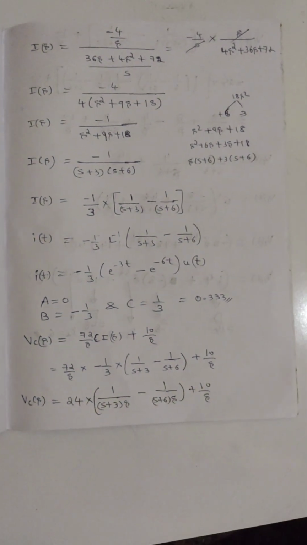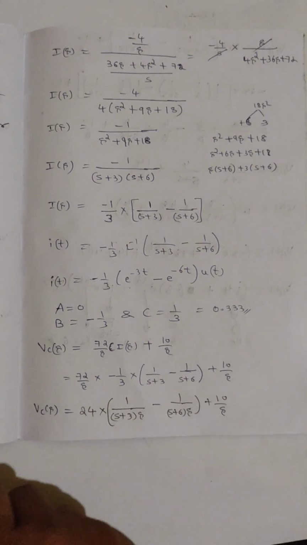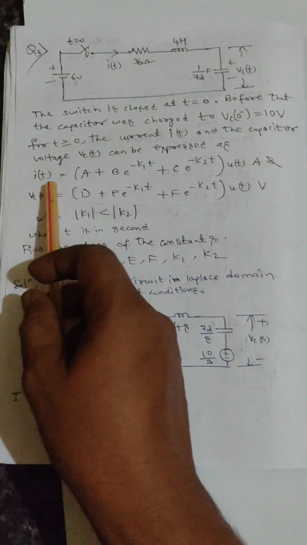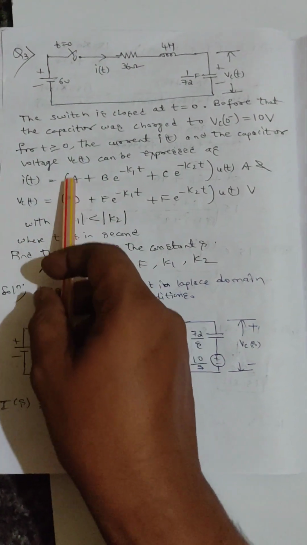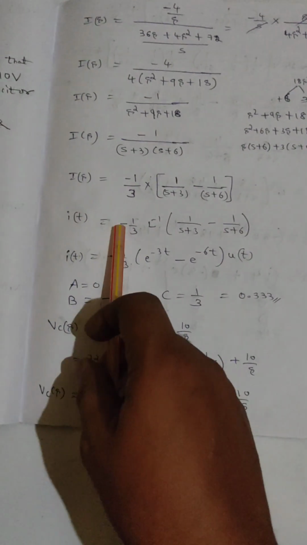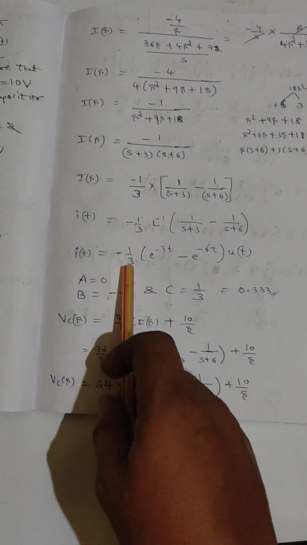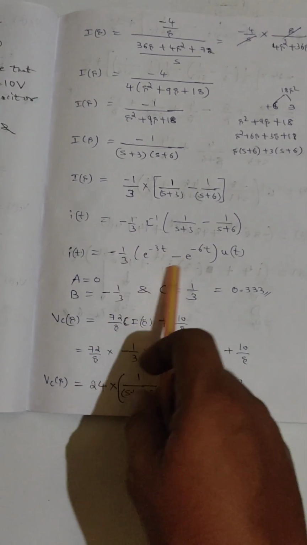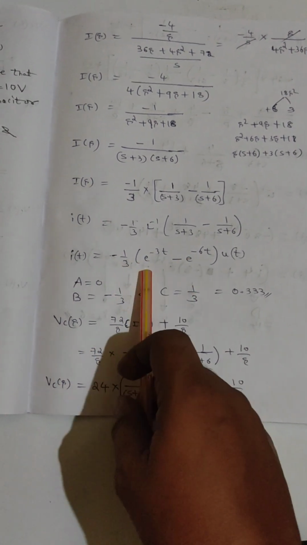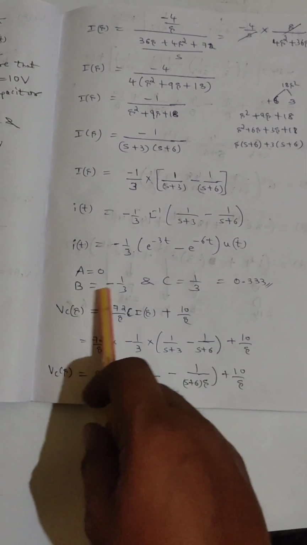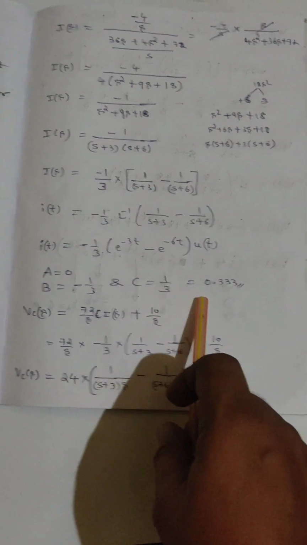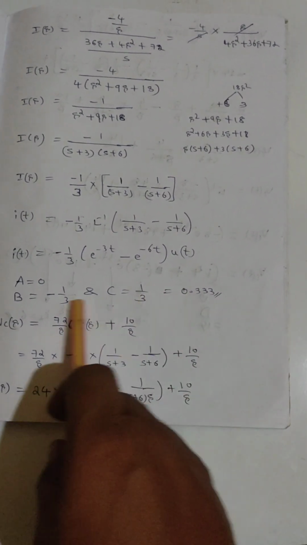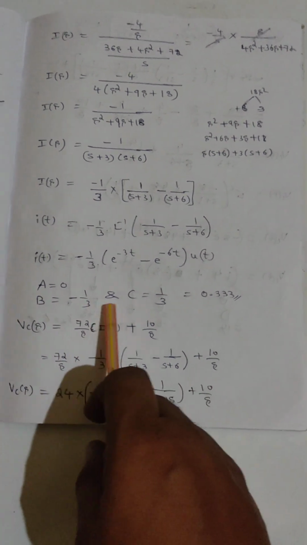So please copy down the solution and then analyze. From this, what is our equation? A plus B e power minus k1t plus C e power minus k2t. But A is not present in our solution, so B value is minus 1 by 3 and C is 1 by 3. A is 0, B is minus 1 by 3, C is 1 by 3. But you should enter the values as C equals 0.333 and B equals minus 0.333.